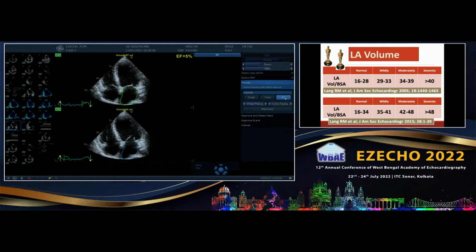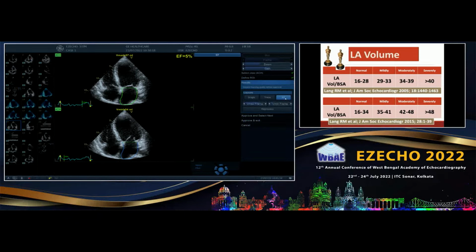Now a lot of outcome studies are with the LA largest volume. But people are realizing that the LA minimum volume has a stronger correlation to the CV outcome, because when the LA is contracting against the raised LVDP, it is actually like an end systolic pressure volume relationship. Okay, so that is why the LA minimum is more important than the maximum. So start reporting the LA minimum and LA maximum both.